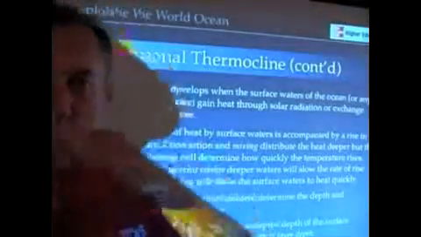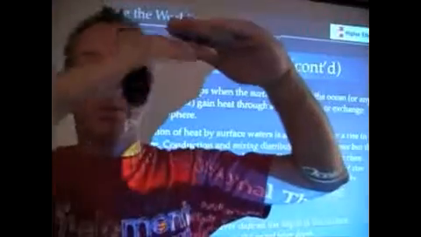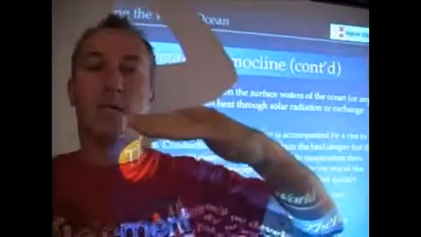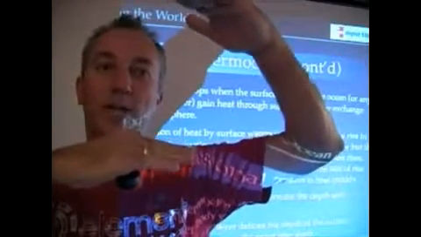So from the surface to the thermocline, and again, the warm water, the surface mixed layer, sitting on top of colder water, here's the thermocline. This depth is called the mixed layer depth.